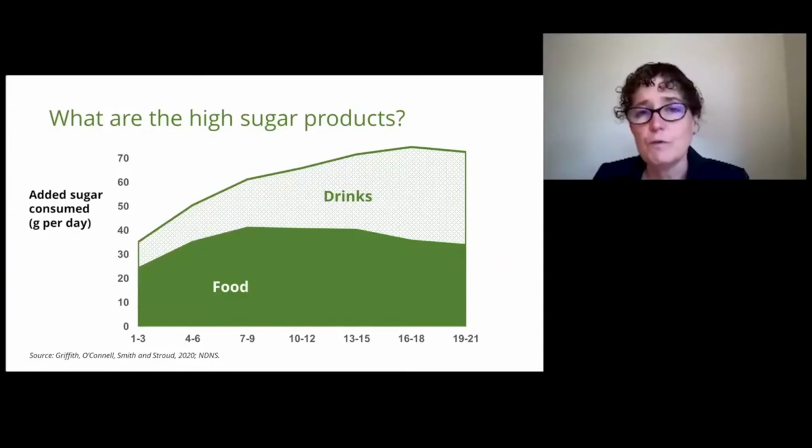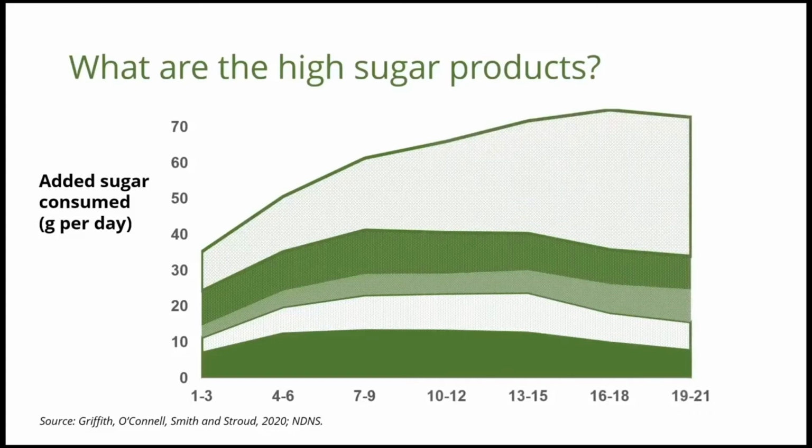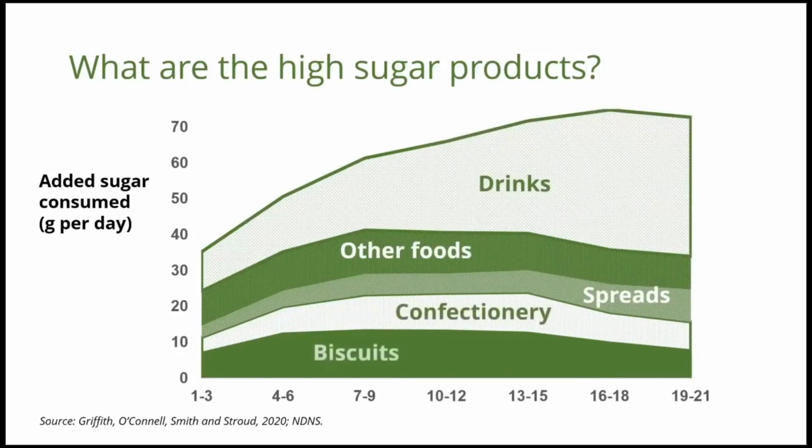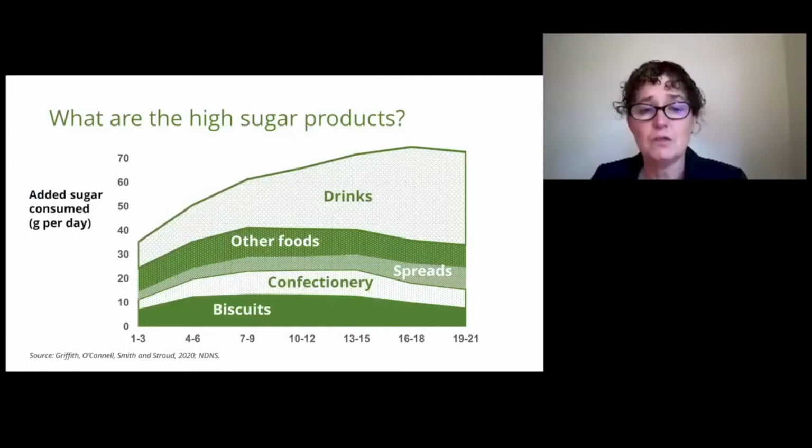For younger children, food makes up a larger component, and most of this is food in the home. And so let's look at what types of foods account for that portion. So we see that biscuits are the highest share, followed by confectionery, spreads like jams, and then other foods. And so one question is how likely a tax would be to lead to reformulation of these products to less sugary varieties, as we've seen with the soft drinks tax.